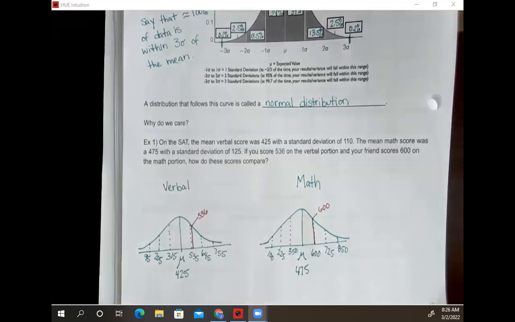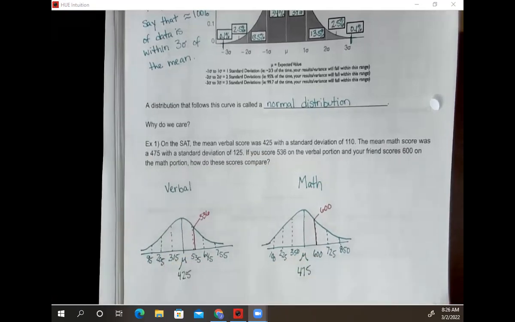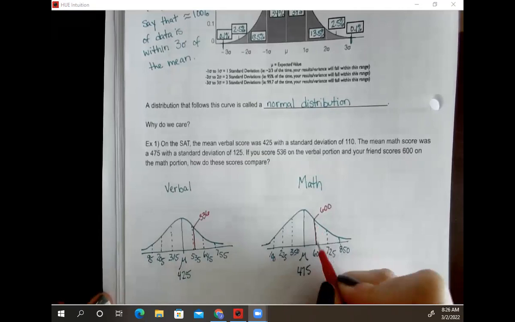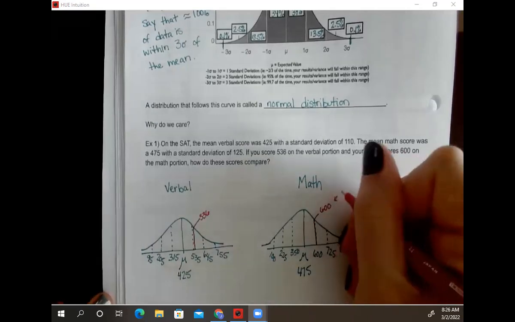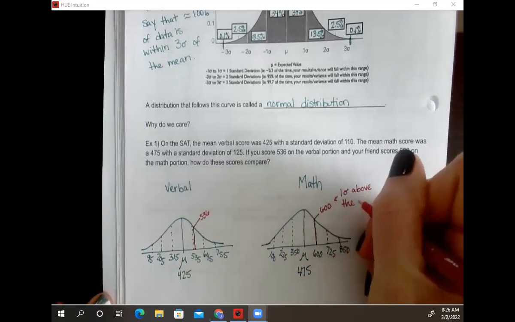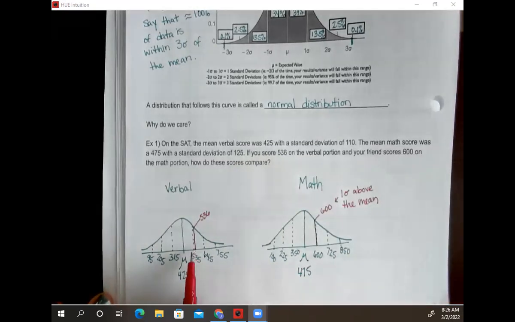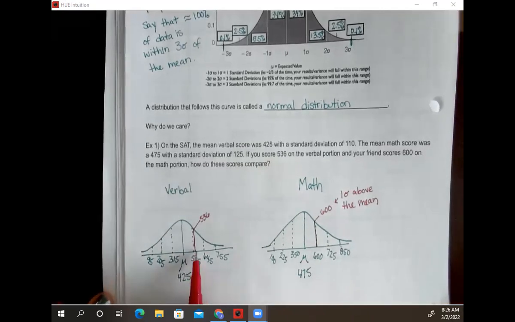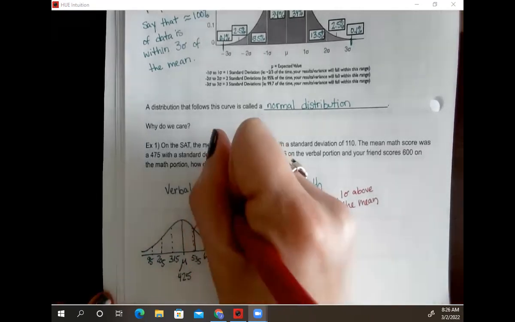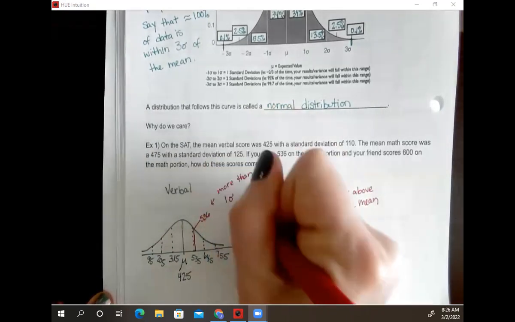So as I'm looking at comparing these scores, what I actually want to look at is how did I compare based on the mean and the standard deviations. My friend's math score was right exactly at 1 standard deviation above the mean. But my score on the verbal test was just ahead of that. This score was more than 1 standard deviation above the mean.